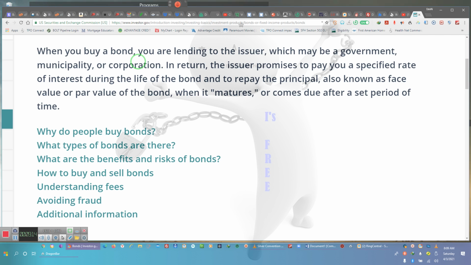Once you receive your bond back and the tax credits assigned to it, that will give that bond its value. Remember, it says the issuer promises to pay you at a specific rate of interest during the life of the bond and to repay the principal, also known as face value or par value of the bond, when it matures or comes due after a set period of time.